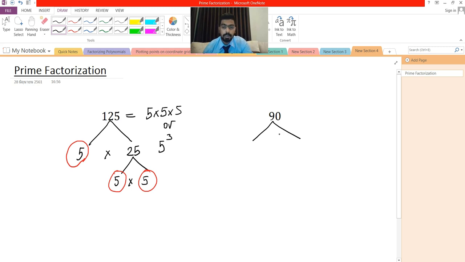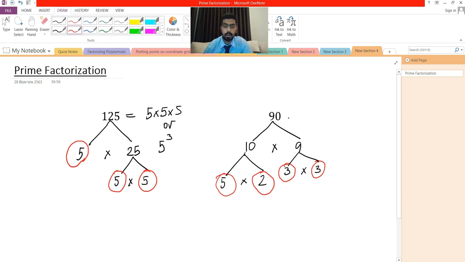Okay, guys, this will be the last question for today. 90, any two numbers that give us 90, let us do 10 multiplied by 9. And we see that none of these numbers are prime numbers, so we keep going forward. We break down 9. We know that 3 multiplied by 3 is 9. And 3 is a prime number, so we are going to go ahead and circle them. And we are going to move along to 10 now. We know that 5 times 2 gives us 10. And we know that 2 is a prime number and 5 is a prime number. So we are going to go ahead and circle them.